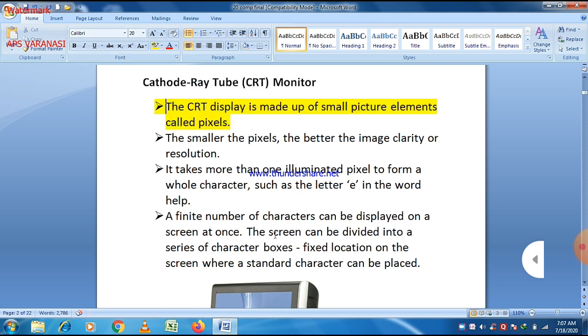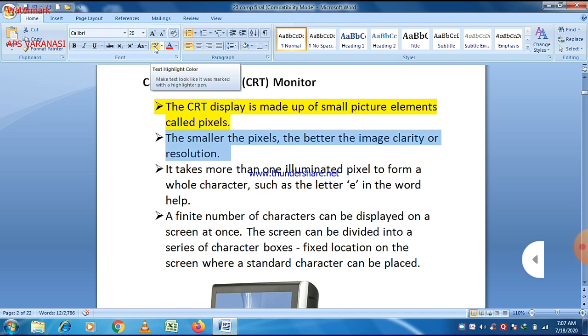Always remember that the smallest picture element is called the pixel, and these are nothing but tiny rectangular areas. The smaller the pixel, the better the image quality or resolution. So when we talk about resolution, it means better picture quality. And second, it takes more than one illuminated pixel to form a whole character, such as the letter E in the word help.